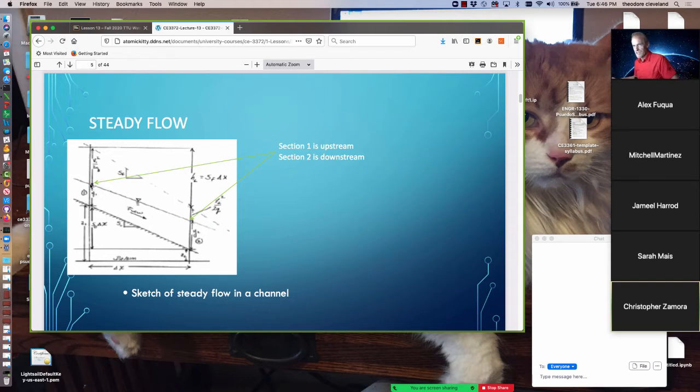By convention, in this drawing, the upstream section is section 1, the downstream is section 2, and we normally indicate flow direction, which is this little arrow here. And I'm a right-handed person, so almost every time I do a drawing, unless I think about it, my flow direction is going to be from left to right. Left-handed folks tend to draw it the other way.